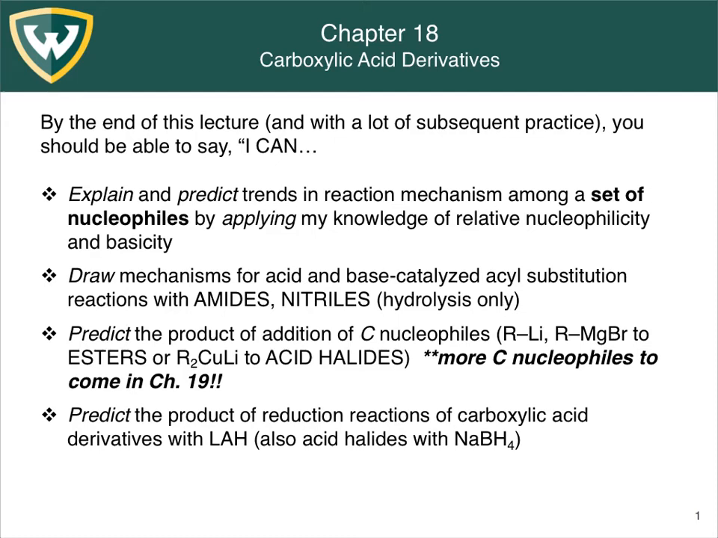So today we're going to be finishing up the carboxylic acid derivatives chapter. By the end of this lecture, you should be able to explain and predict trends in reaction mechanism among a set of nucleophiles by applying your knowledge of relative nucleophilicity and basicity. You should be able to draw mechanisms for acid and base catalyzed acyl substitution reactions with amides and nitriles.